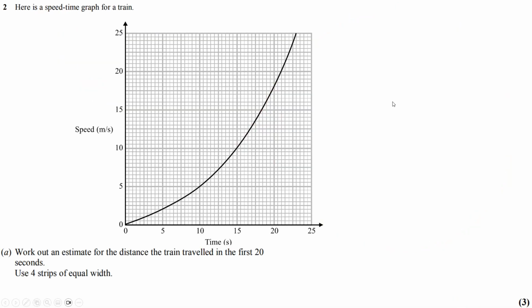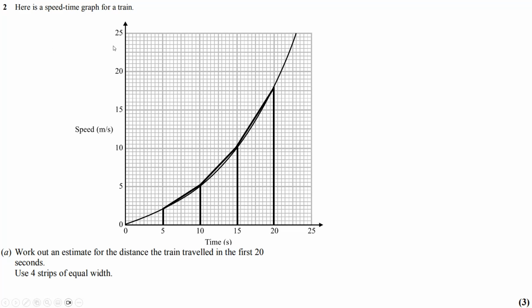Here is a speed time graph for a train. Work out an estimate for the distance the train travelled in the first 20 seconds. Use 4 strips of equal width. Well, the first 20 seconds is from here to here. And this is called the trapezium rule, these types of questions. I'll show you why in a second, but just draw down some strips. So one here, here, here, connecting them as I go across. So draw the strips, because we have 1, 2, 3, 4 of equal width of 5, and then just connect them.